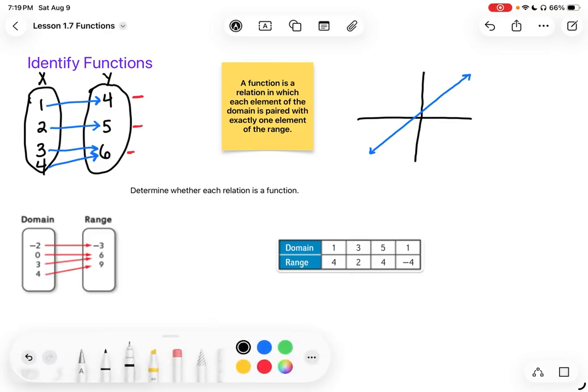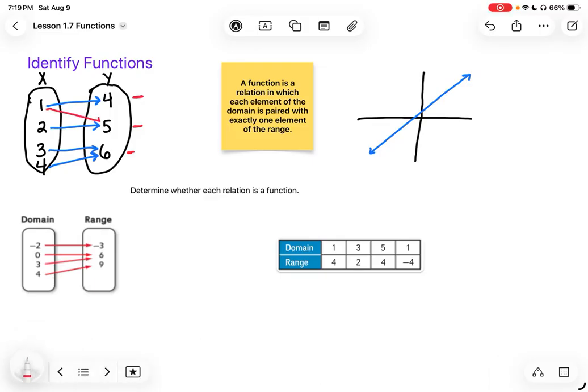If I wanted to make this not a function, I would do something like this. Now it's not a function anymore because now I have an element of the domain, that number 1, that is going to two elements of the range. The 1 is going to the 4 and the 1 is going to the 5. So that makes it not a function anymore because one element of the domain is now going to two elements of the range.